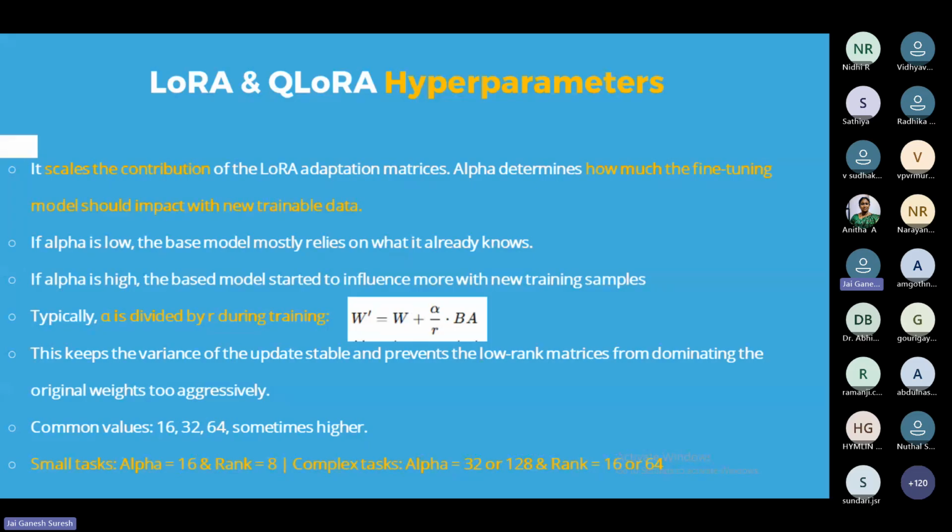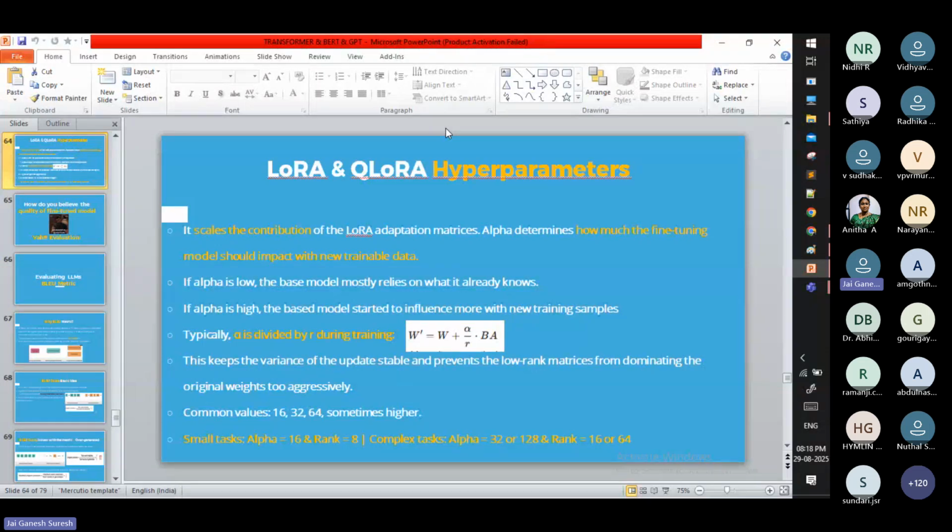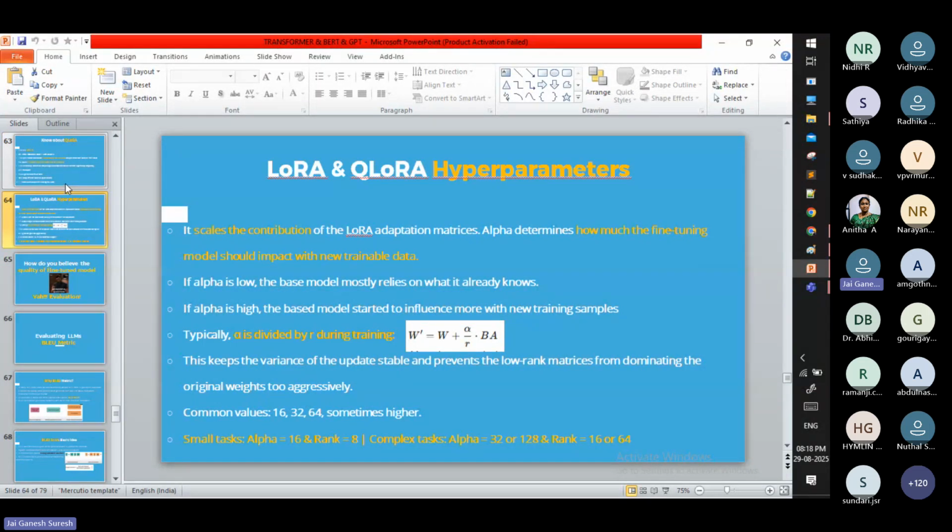These are the prime parameters of LoRA and QLoRA, and we have some more, which we'll see while discussing the source code. Any doubts on top of this presentation? Maybe when I'm showing the source code, you will have a better understanding of what I was talking about: alpha, what is a rank, what is LoRA, and what is QLoRA, and everything.